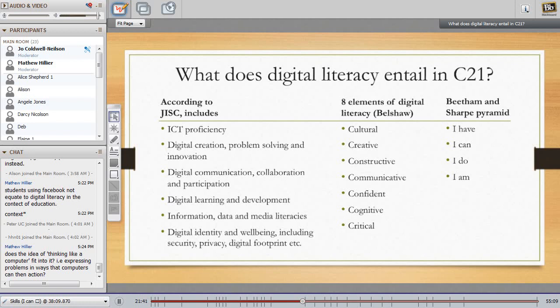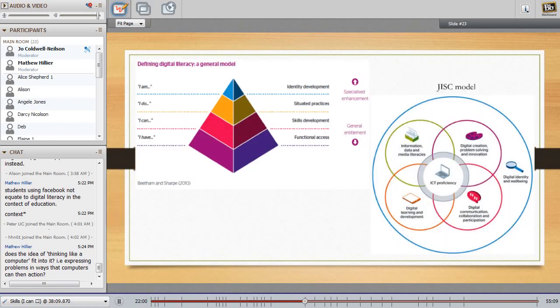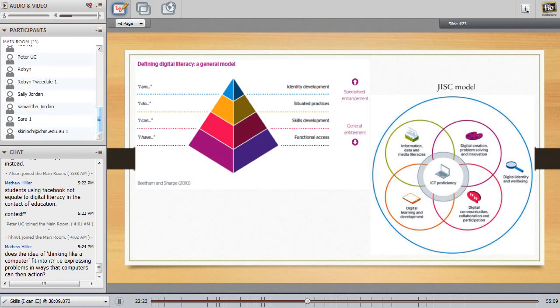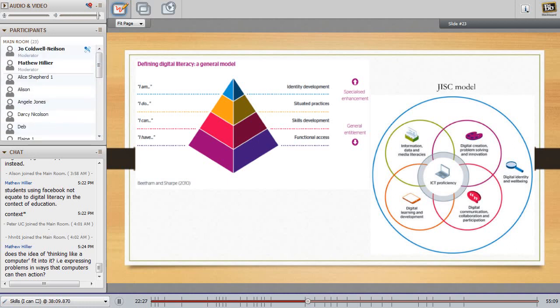I'd just like to come to the Beetham and Sharp pyramid now. This has been used in conjunction with the JISC definition. It's a pyramid, as the name suggests, has 4 elements. I have, I can, I do, I am, and I hope, if I'm right, the next slide captures that. So at the bottom of the pyramid is I have, and that's functional access. So I have access to these technologies. I can is skills development, and that means that I can use those tools that I have functional access to. I do is situated practices, so that I do actually use these tools in particular circumstances, and I recognise when to use them. But I am is the highest level, and that's identity development. So it is a state of being, if you like.